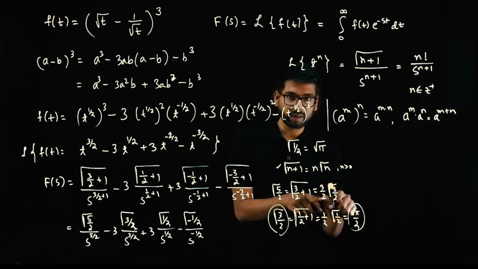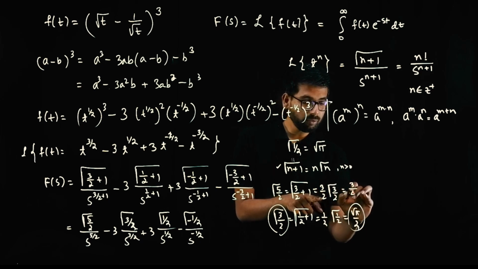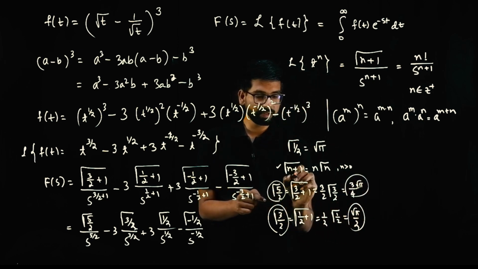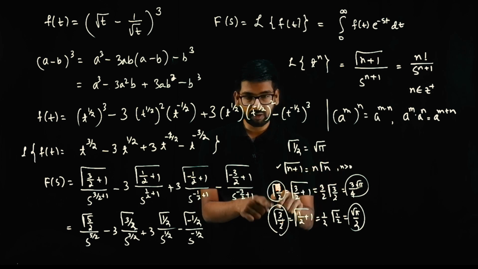3 by 2 into gamma of 3 by 2. Gamma of 3 by 2 is square root of pi by 2. So it will be 3 by 4 square root of pi. Okay. So this is gamma of 5 by 2. I hope you got it. You have to use this formula for n values greater than 0.